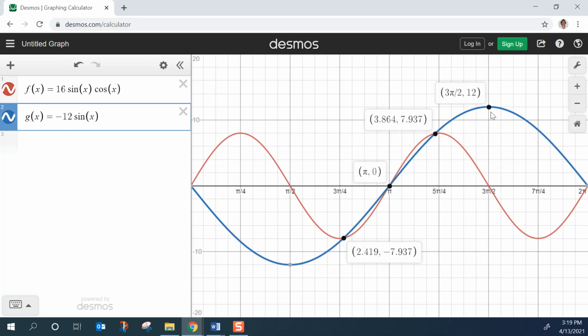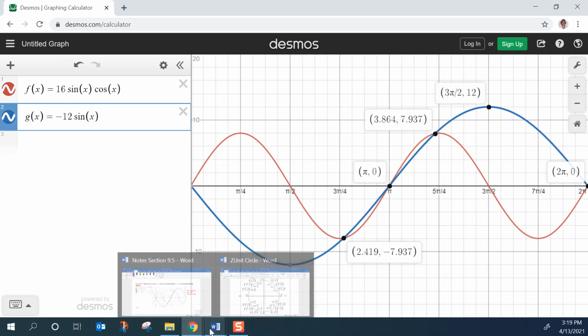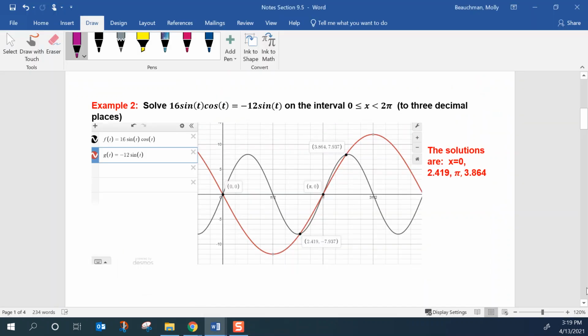So notice I've got pi, and I've got a 0 over here, I think, too. 0 and a pi. This is the maximum. That's not a solution. So I only want the places where they intersect from 0 to 2 pi. Okay. And then I've copied and pasted that so you can see the solutions. So how do you solve these by hand? Okay, so I'll do one example.